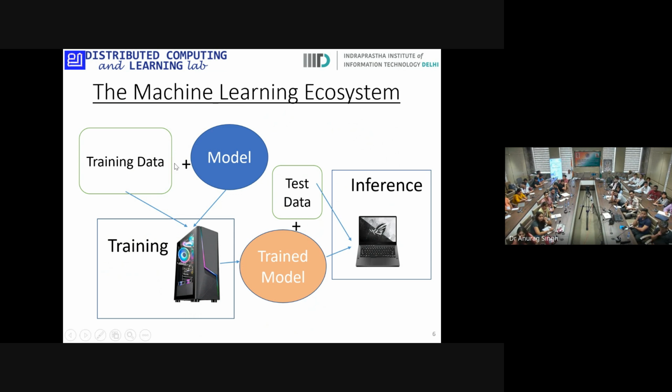So you have training data and model, right? Some training happens on big, powerful machines. At the end of training, you have a trained model, and then you do inference. You just take some unseen samples, those samples which were not used for training the model, right? And then you just execute your model on that test data, and that is called inference.